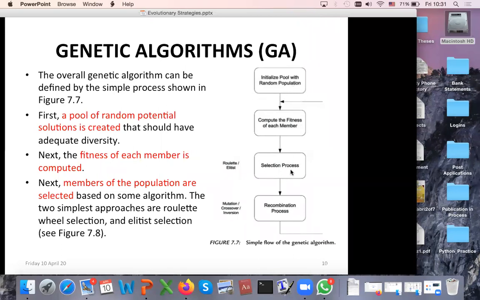And then here in step 3, you have to select the members. You can select your members by considering this fitness value, or you can select your members through these methods that we will study in the next slide. These methods are roulette wheel selection or the elitist selection method. We will see these two methods in detail.